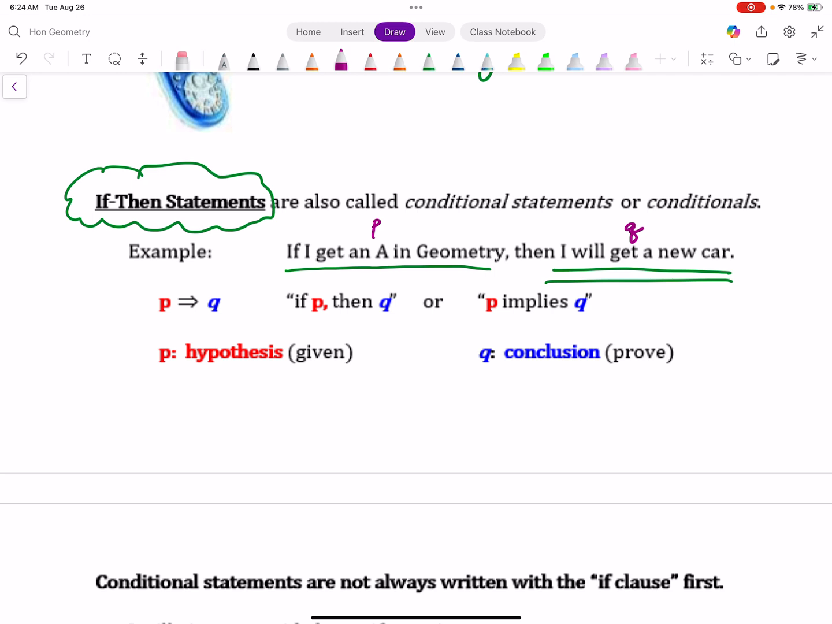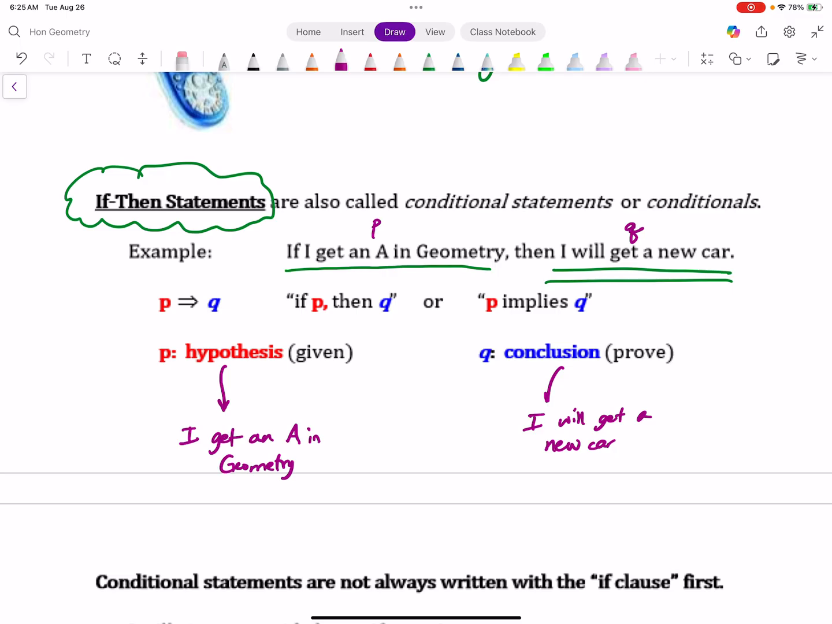All right, so the if part, that's your hypothesis. That's what's given. So in this conditional statement up here, the hypothesis is I get an A in geometry. You don't use the word if in there. So if this happens, then what's your conclusion? It's I will get a new car. Again, you don't use the word then. That's what the P and the Q are. So the hypothesis in this statement is that you get an A in geometry. The conclusion is you get a new car.